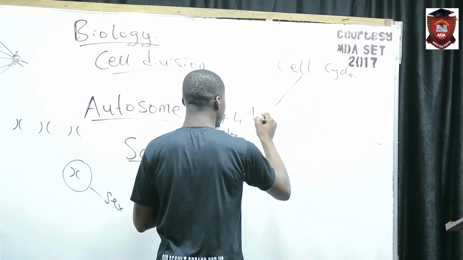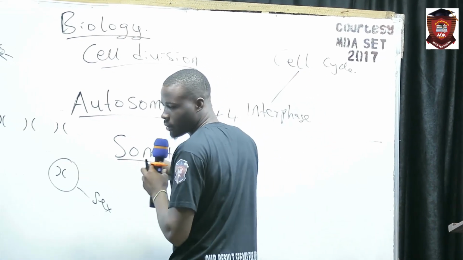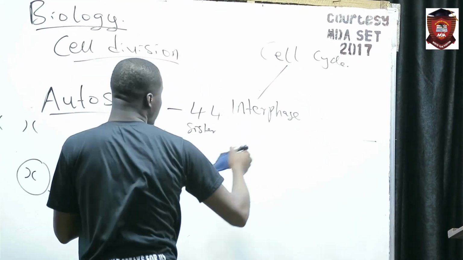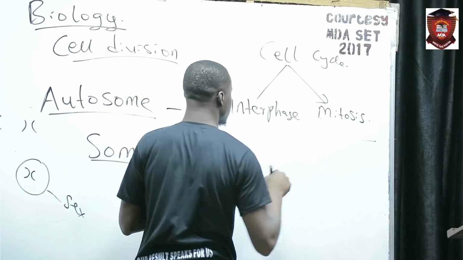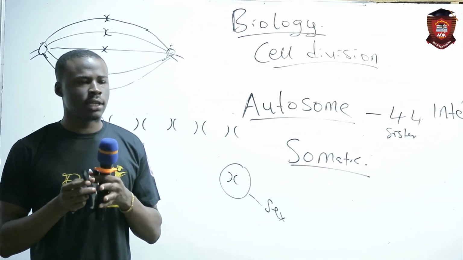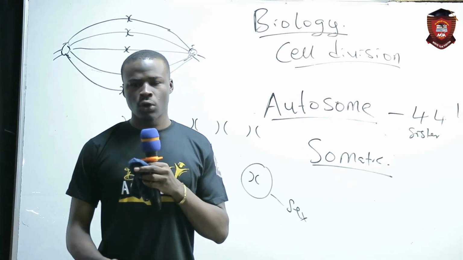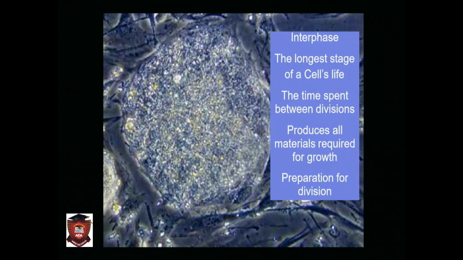So we have the interphase and we have mitosis. Are we following? The interphase is a phase that comes before the cell will divide. So we'll look at interphase first briefly before we jump into mitosis. Now, the interphase is the longest stage of a cell's life.